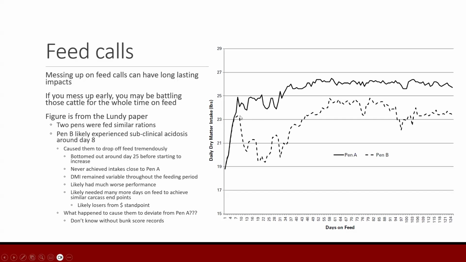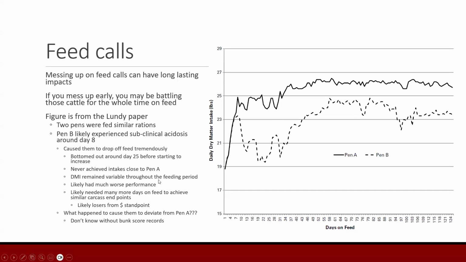You can see they developed some sort of malaise, probably some kind of ruminal acidosis, that caused them to crash off feed. And then they never regained compared to what pen A was eating. And they were also way more volatile in their day-to-day intake compared to pen A.